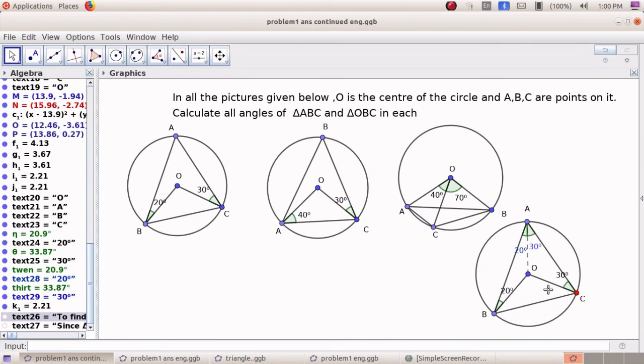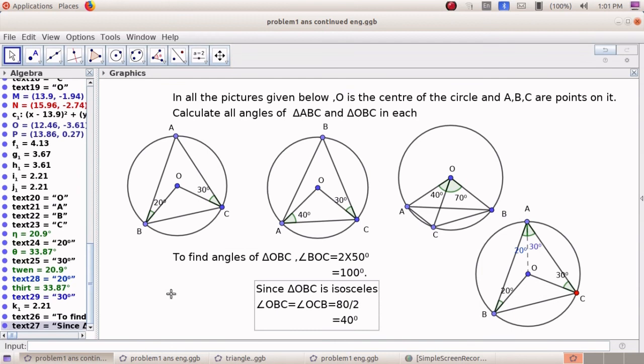And so let us write the remaining steps to get the angles of triangle OBC. First of all, angle BOC is 2 times 50, that is 100 degrees. Then the other two angles: from 180, we have to subtract 100, that is 80. It should be divided among these two, 40 each. Now we have done the answer to the first figure.